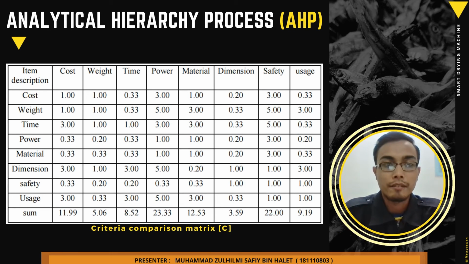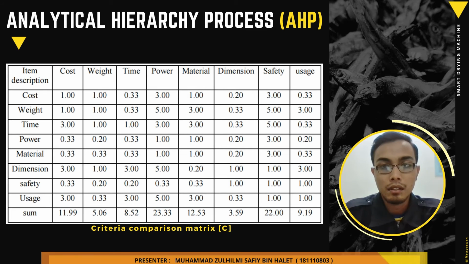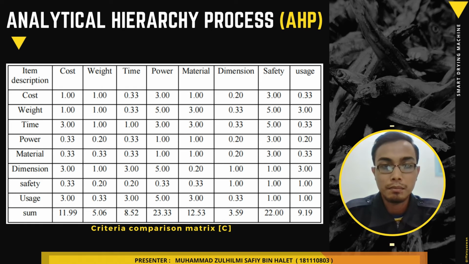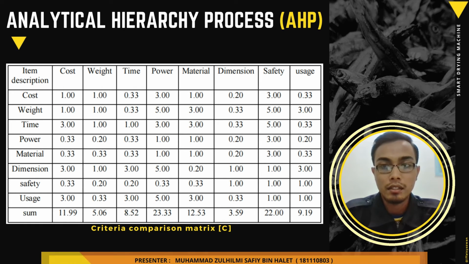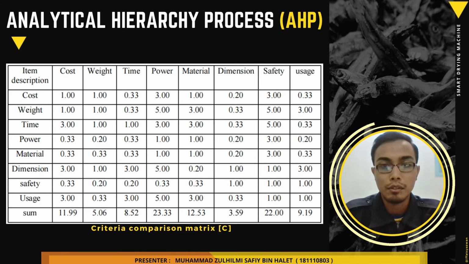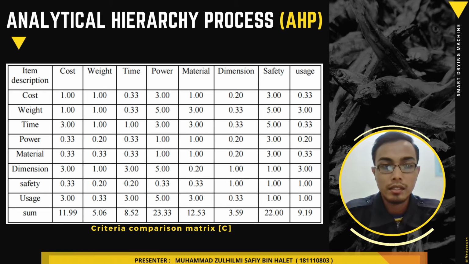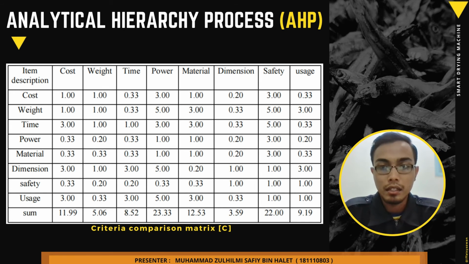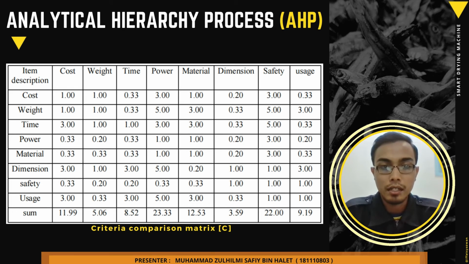Analytic hierarchy process AHP. There are 7 criteria as follows: cost, weight, time, power, material, dimension, safety, and usage. For example, the comparison between cost in A and power in B is 3 since cost in A is slightly more important than power in B. The cost and power are crucial in judging the quality of the product. The rating factor between cost in A and weight in B is equal to 1 because both criteria contribute equally to the entire process of the product.